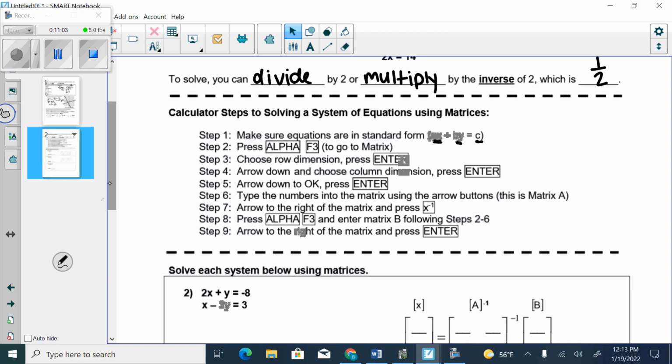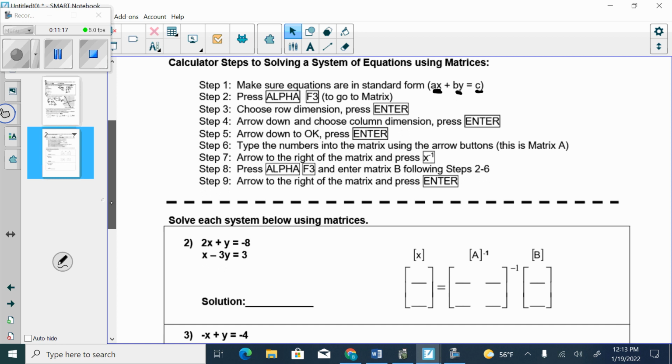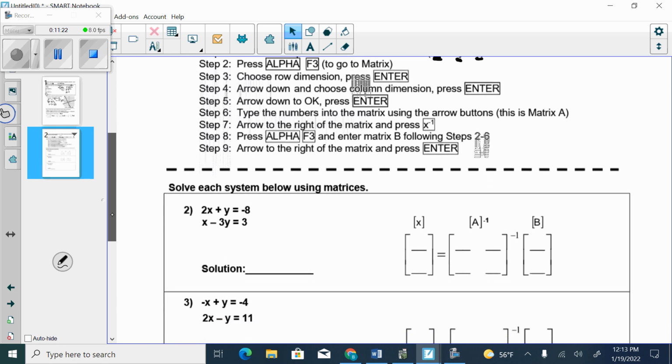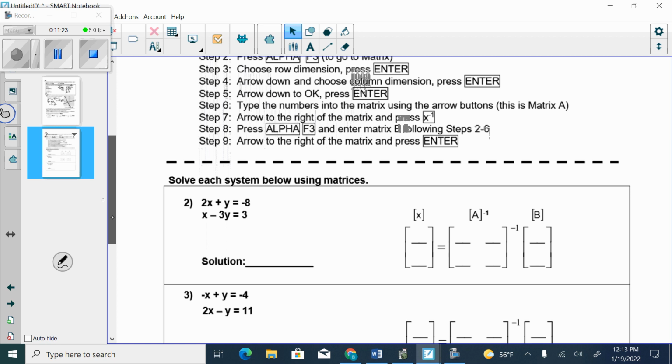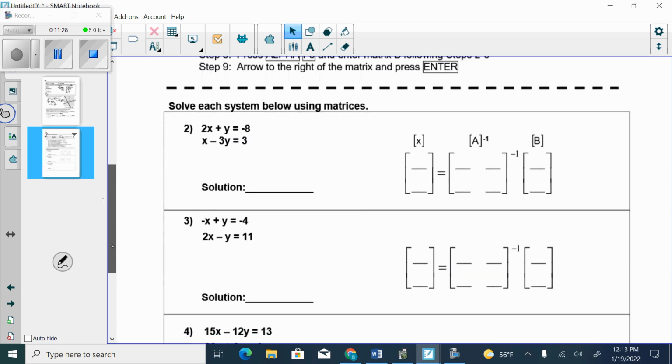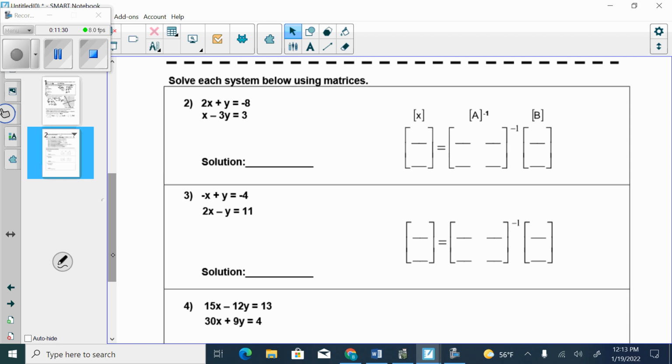Once you've done that, we're going to press alpha F3 to go to your matrix and tell the calculator your dimensions, how many rows and how many columns. Then you will arrow down and press enter and type in your numbers or your coefficients. Arrow to the right and press inverse, press alpha F3 and enter your matrix B and repeat those steps, press enter, and it's going to solve it for us. So let's give that a try on this example here.